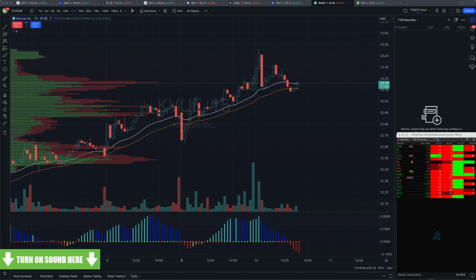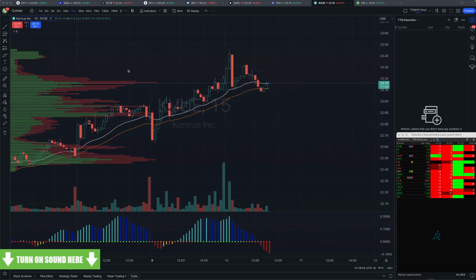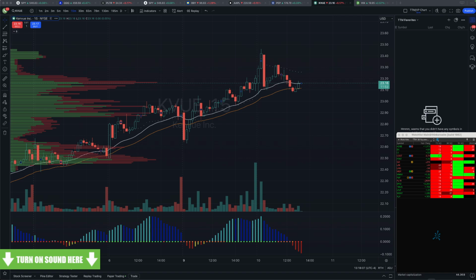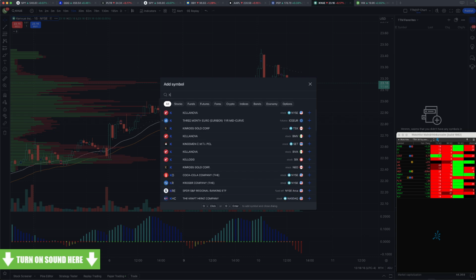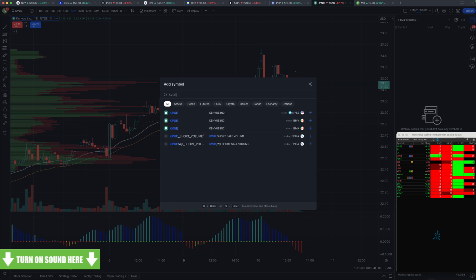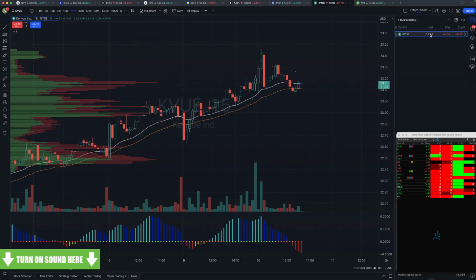So we have KVUE on the 15-minute chart. Looks pretty interesting. Let's add that. Let's see here. KVUE. Okay, that's in my watch list. So now I'm making a watch list of names that I think are interesting that we can come back to. What was the other one that you put in there? ID turn.